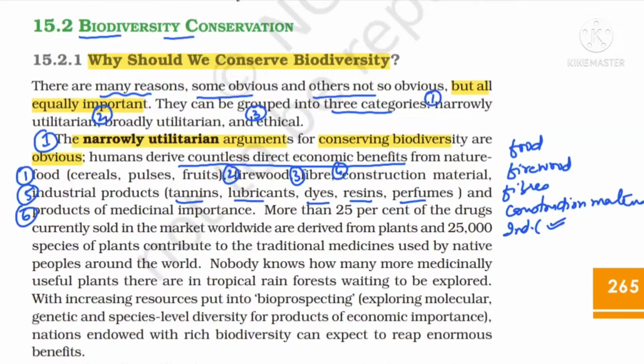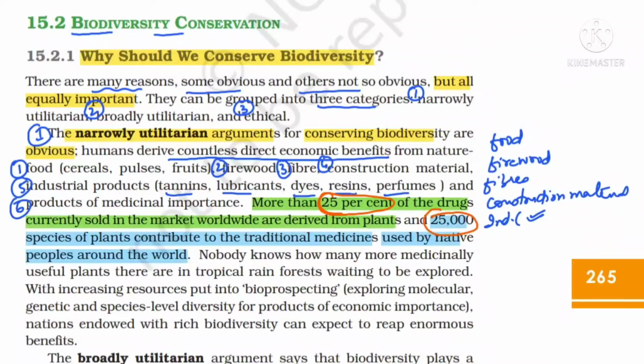Now, very important data, please focus. More than 25% of the medicines which we are selling in the market are derived from plants only. And 25,000 species of plants contribute to the traditional medicines used by people around the world. So please remember these two data: 25% of the medicines are obtained from plants, and 25,000 species of plants are used for traditional medicines. Now let me give you the list of a few important medicines.